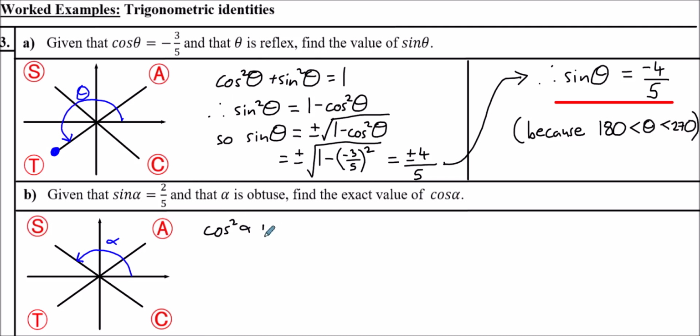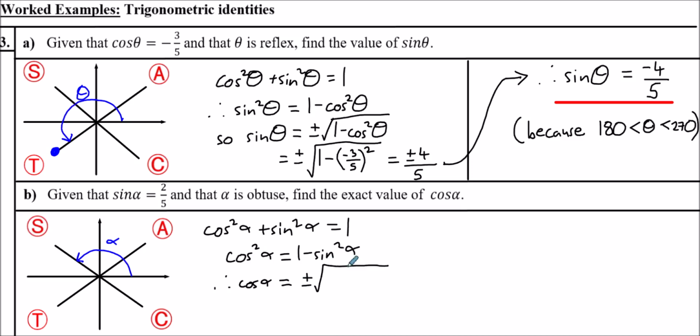So cos² alpha plus sin² alpha equals 1. That can be rearranged in terms of cos² alpha. So cos² alpha is 1 minus sin² alpha. And so cos alpha is going to be plus or minus the square root of 1 minus sin² alpha. Sin alpha is 2/5, so it's 1 minus 2/5 all squared. We can then work out if it's going to be plus or minus by using the CAST diagram.